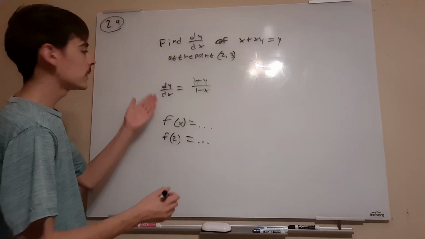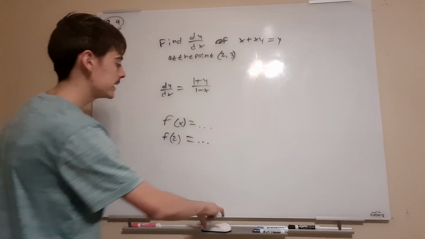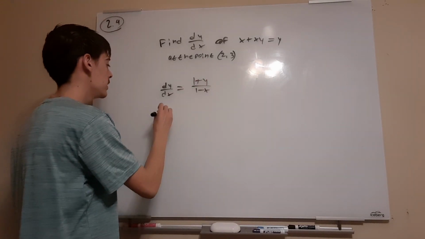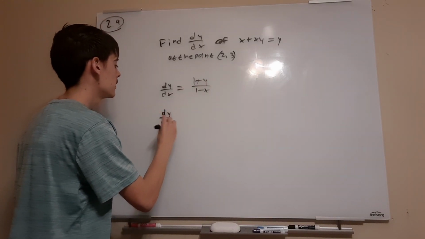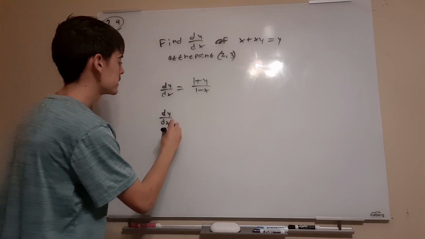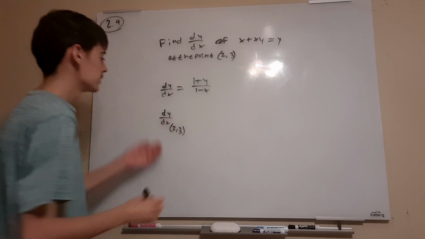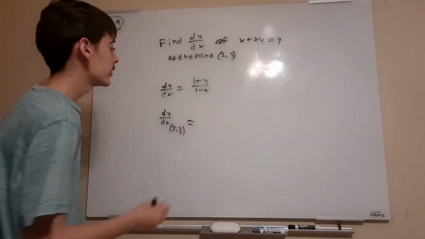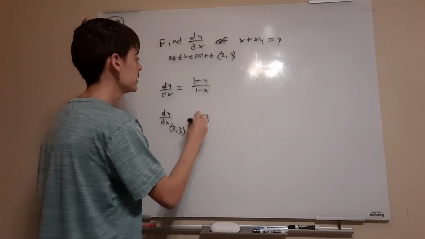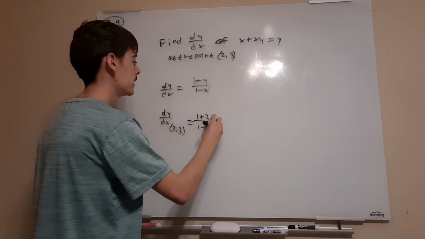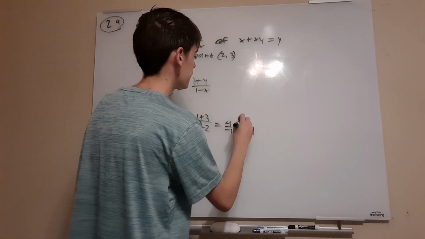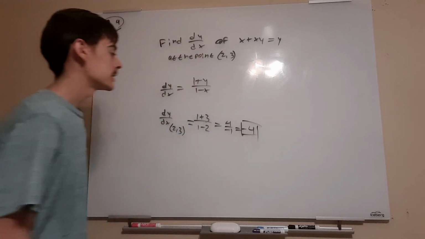But how do we write that in this dy/dx notation? The way we do that, if we were plugging in the point (2, 3), we would write dy/dx, and then write that point in a subscript like this. So dy/dx at (2, 3). Now if we plug that in, we'll have (1 plus 3) over (1 minus 2), and that is going to equal 4 over negative 1, which equals negative 4. And that is our answer.